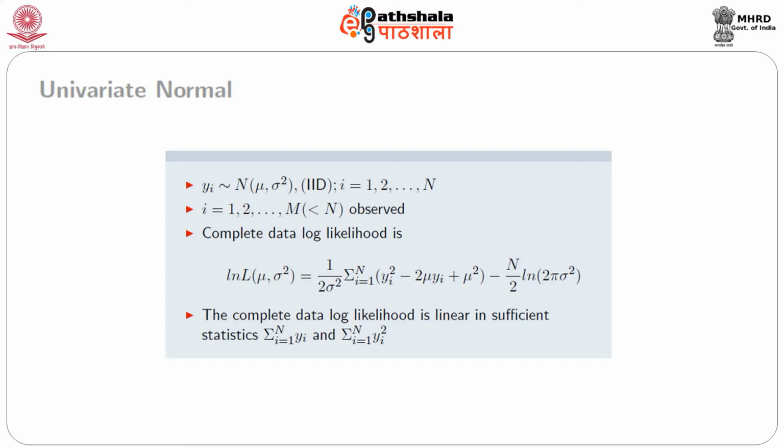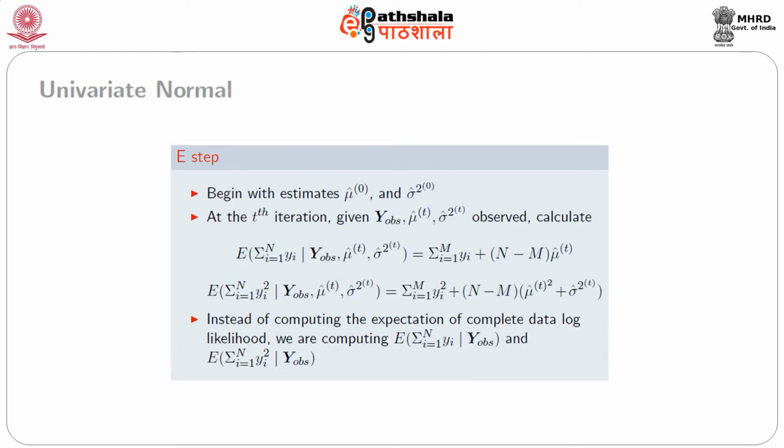Now, note that the log likelihood is linear in the sufficient statistics. So, what are the sufficient statistics here? That is the summation of yi, i runs from 1 to n, and the summation of yi square, i runs from 1 to n. Now, what is the EM algorithm? Let us begin with the estimates mu naught and sigma naught square.